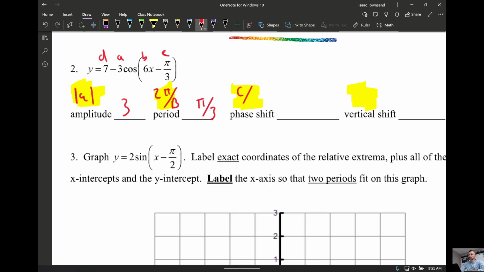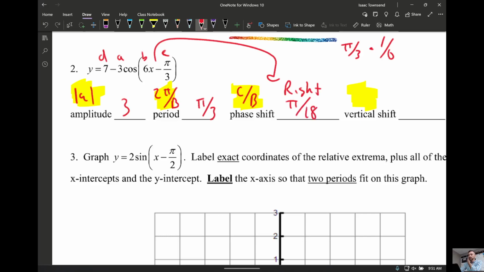Phase shift, you have to tell me whether it's going right or left, and it is C divided by B. So I would write it like this. This is C divided by B, which is the same thing as multiplying by 1/6. So I end up with pi over 18.